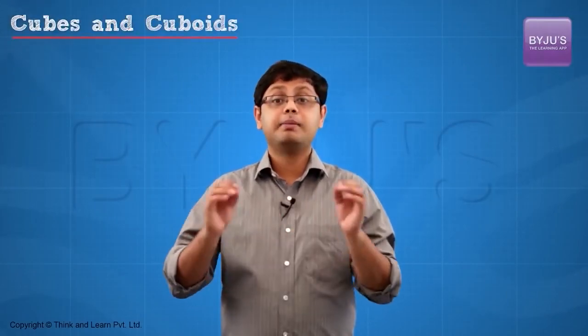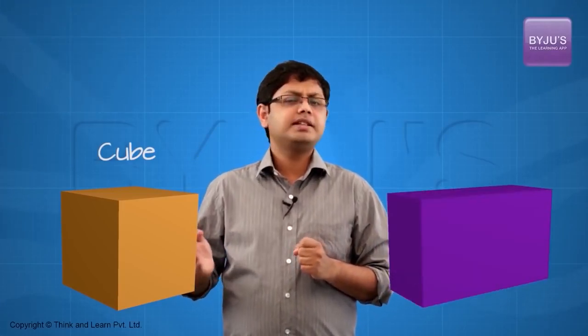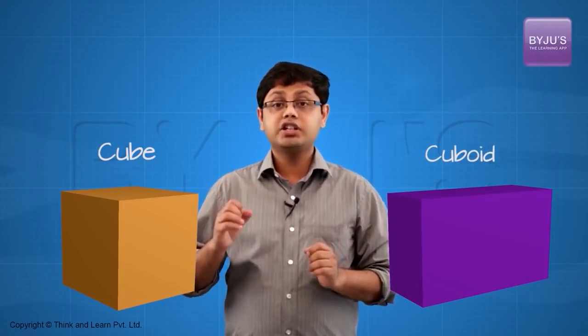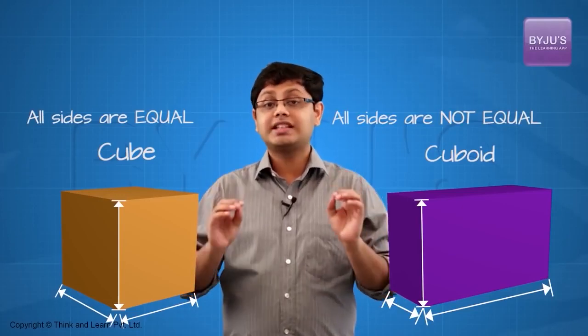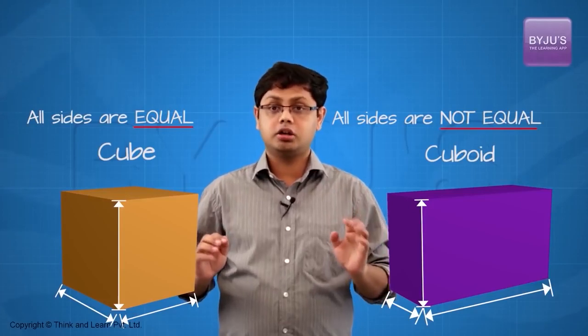Now, having understood that, it is time for making some more solids. Let's take a square. If I extend it by the same distance as its side length, I get something which is known as a cube. If I start with a rectangle on the other hand and extend by some distance, I get a cuboid. The difference between a cube and a cuboid is that all the sides in a cube are equal, but in a cuboid, they are not.